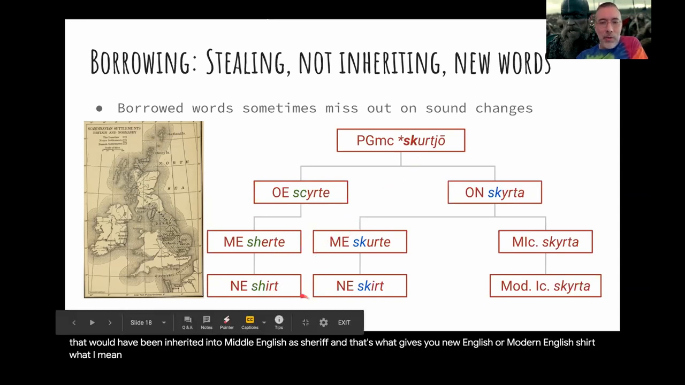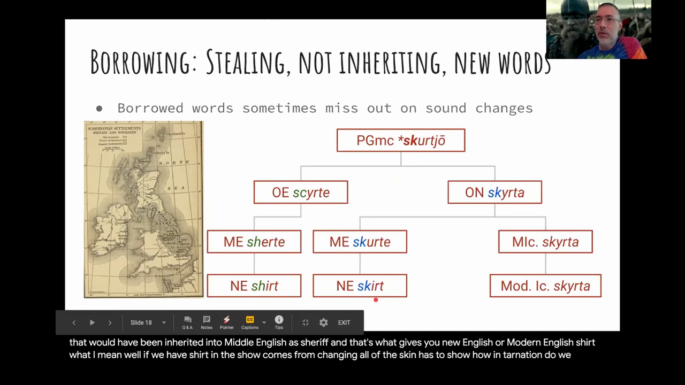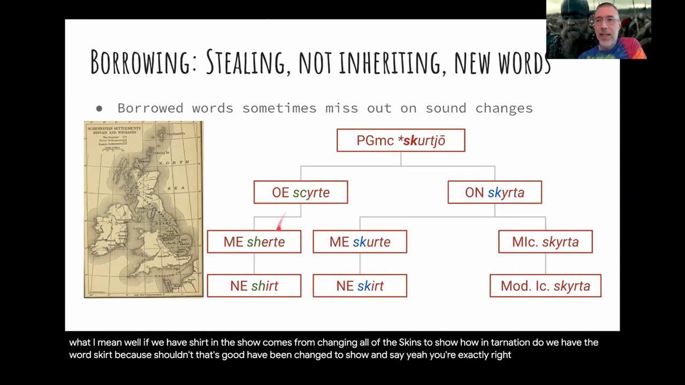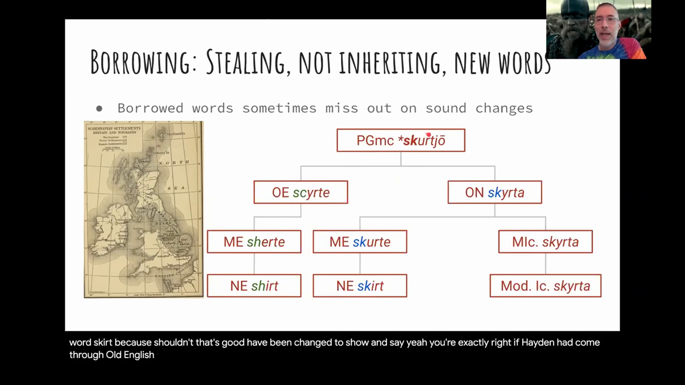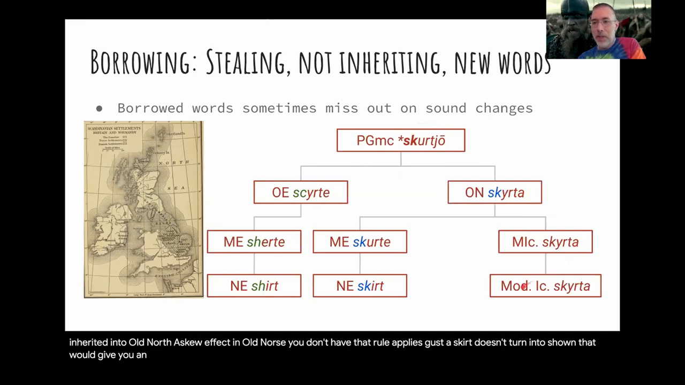However, you might wonder, well, if we have shirt and the sh comes from changing all of the sk's to sh, how in tarnation do we have the word skirt? Because shouldn't that sk have been changed to sh? And say, yeah, you're exactly right, if it had come through Old English. But what actually happened there is you go back to Proto-Germanic, that same root would have been inherited into Old Norse as skirta. In Old Norse, you don't have that rule apply. Sk stays sk, and that would give you in Middle and then modern Icelandic skirta.